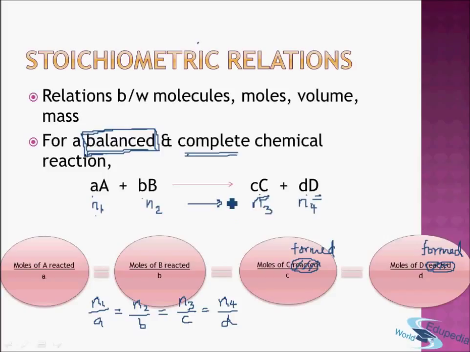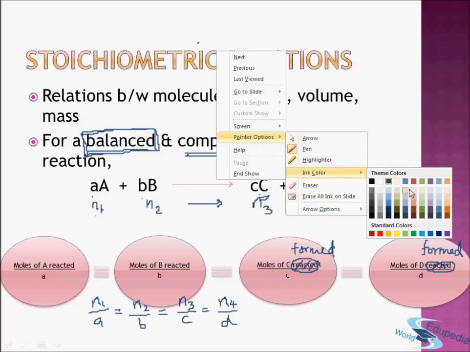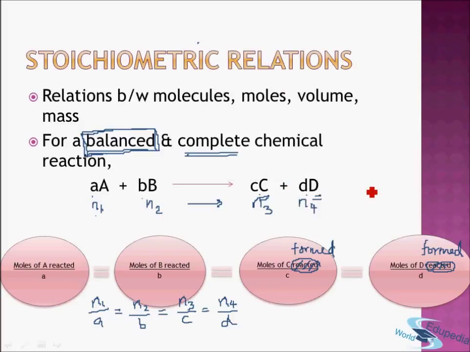For example, let's say I have the value for N2, that is the moles of B I took initially in my container. Let's say the moles of B initially taken by me were 4. Initially I took 4 moles of B for the reaction. Once I know that, I can calculate how many moles of A were taken for complete reaction. N1 divided by a is equal to 4 divided by b. So N1 is equal to a divided by b multiplied by 4.